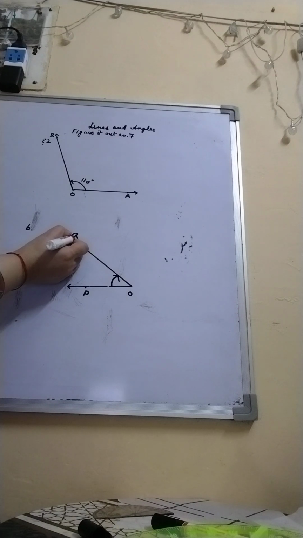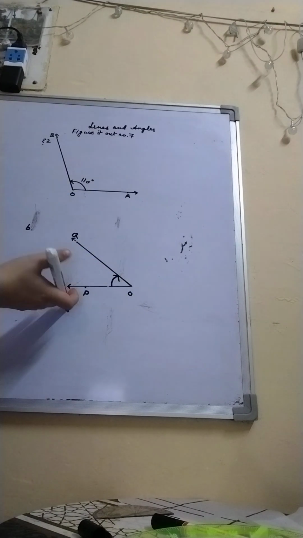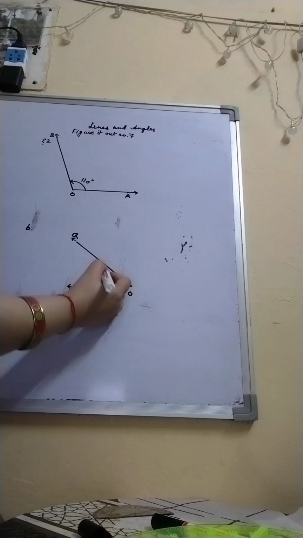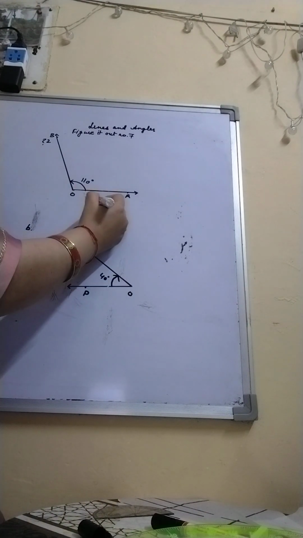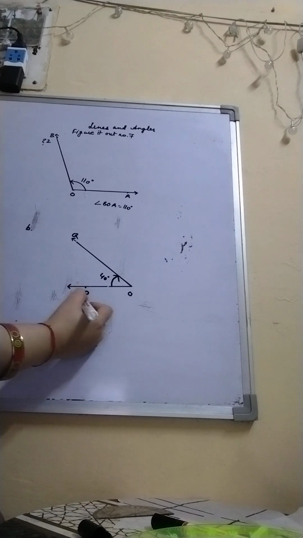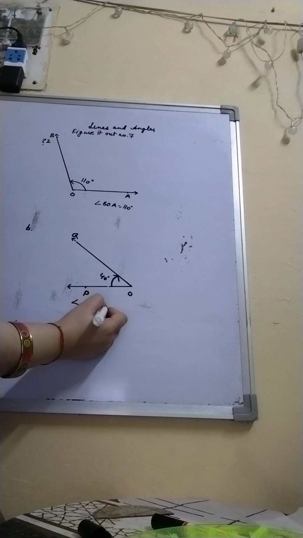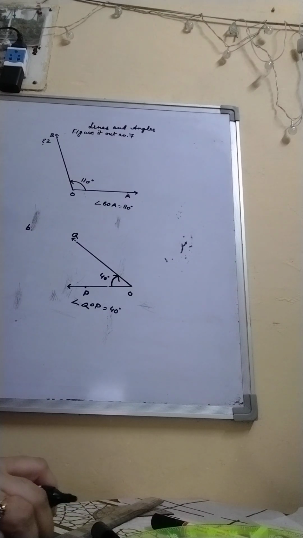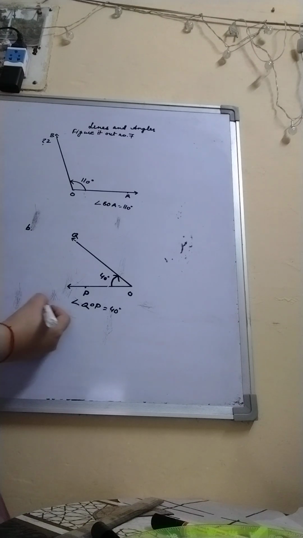So this you have to always remember, whether you are taking the ray on the right hand side or going towards the left hand side. So this is 40 degree. Here the naming would be POA is equal to 110 degree, and here it would be QOP is equal to 40 degree. Now in one of the questions later on, it has been asked that you have to write the steps of construction. But what steps did you follow? So let's write the steps.